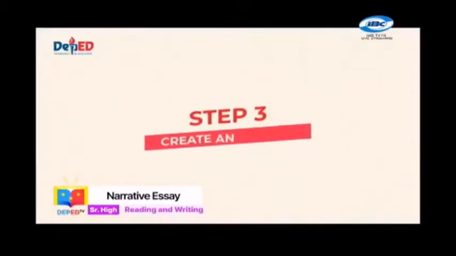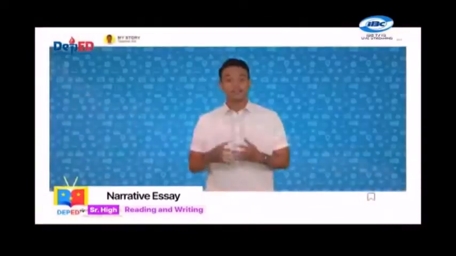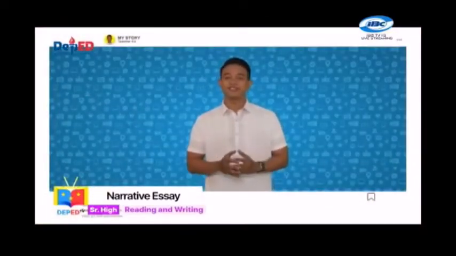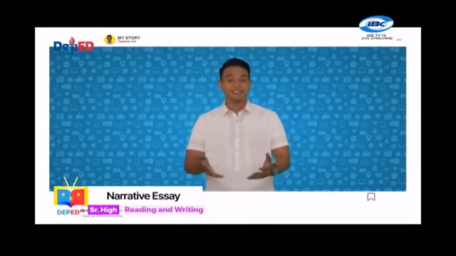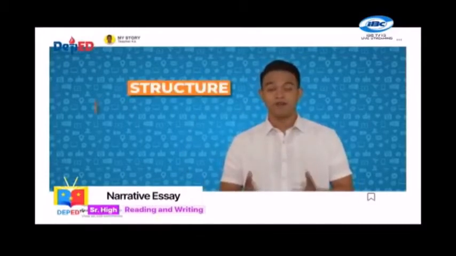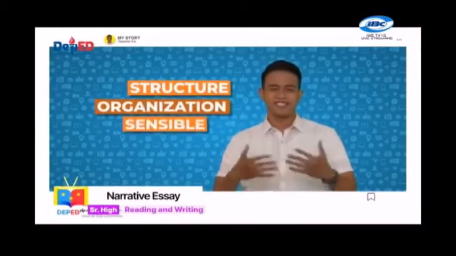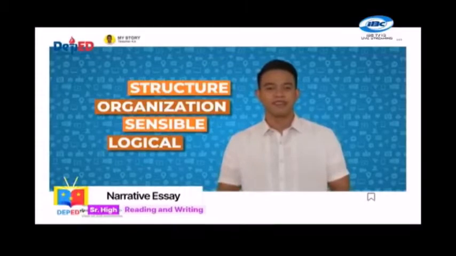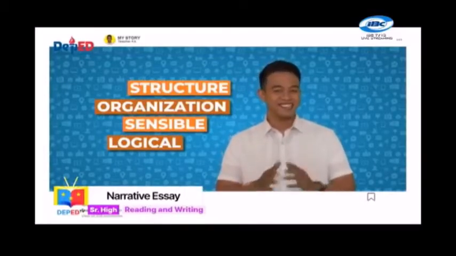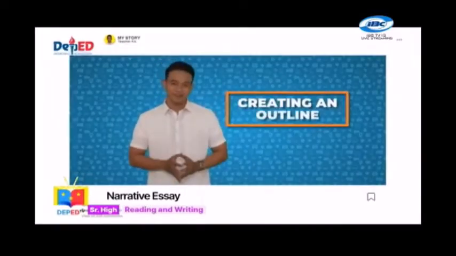Step 3. Create an outline. So, you have chosen a story. You also have a thesis statement. What's next? Well, a story needs to have some kind of structure or organization to make it sensible or logical. This brings us to our next step, creating an outline.